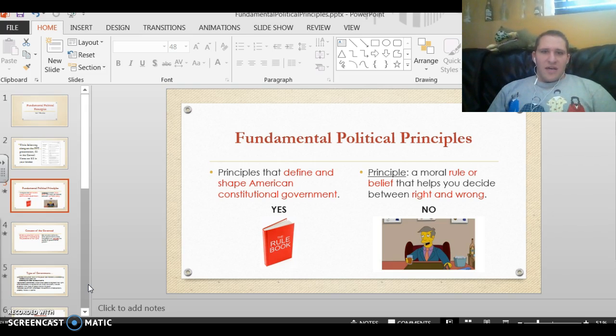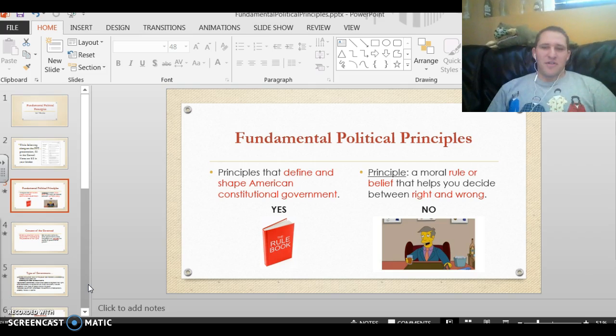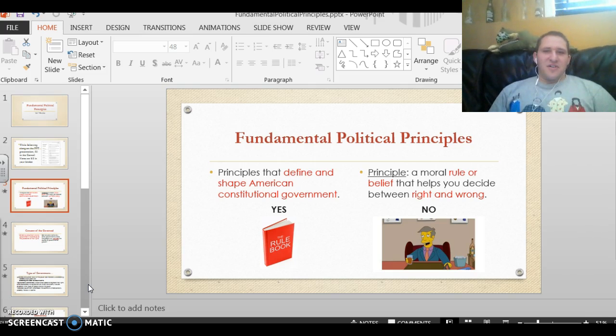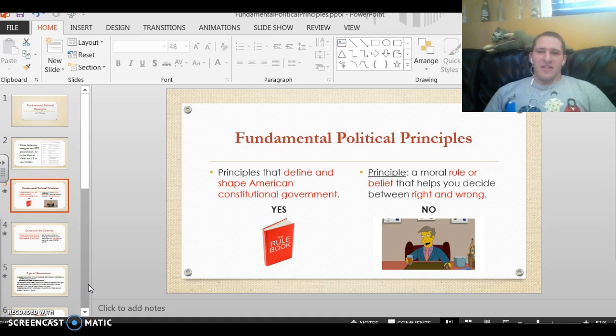These are the concepts that define and shape American constitutional government. So they're kind of like the rules of our nation. And when we talk about principle, we're talking about principle that means rule, not the principal like shown in that picture. Okay, so a principle is a rule or belief that allows you to decide between what's right and what's wrong. And in this case, these hopefully are what's right about the United States and our government.